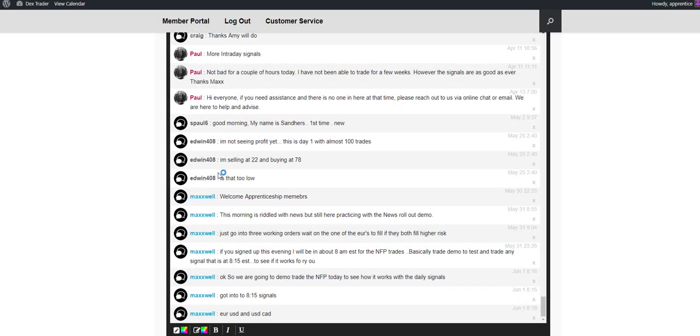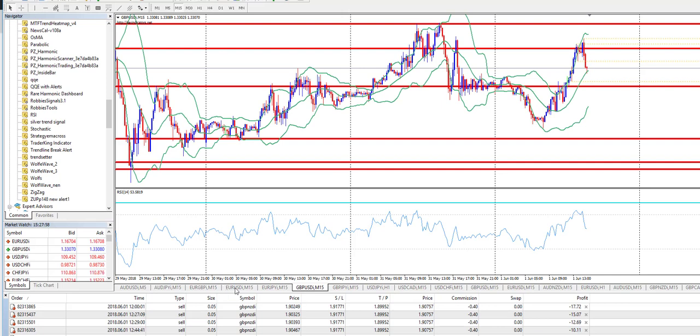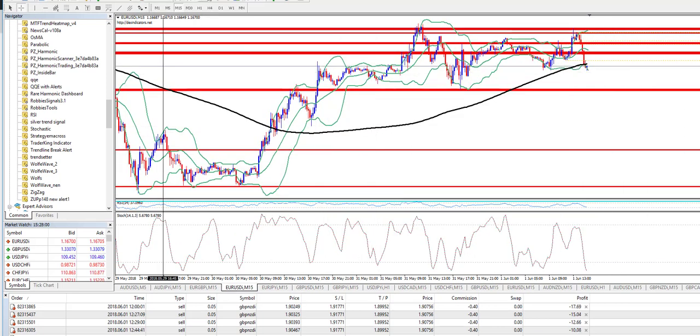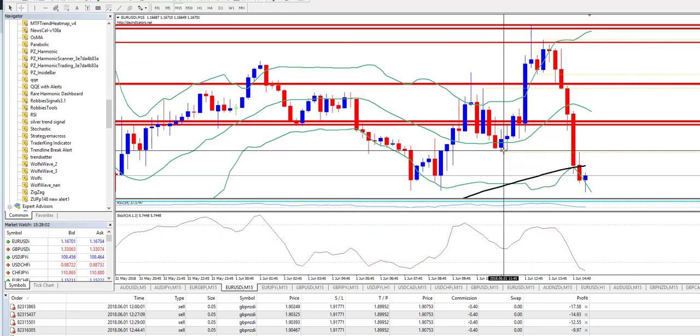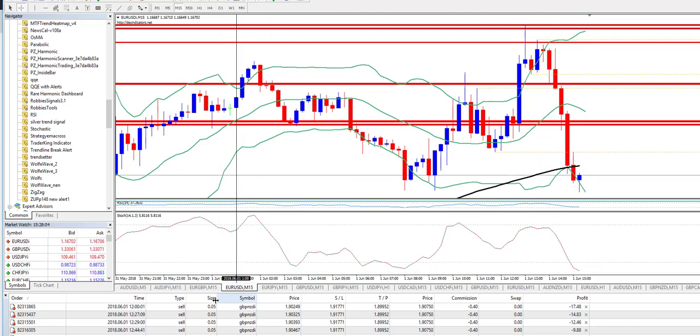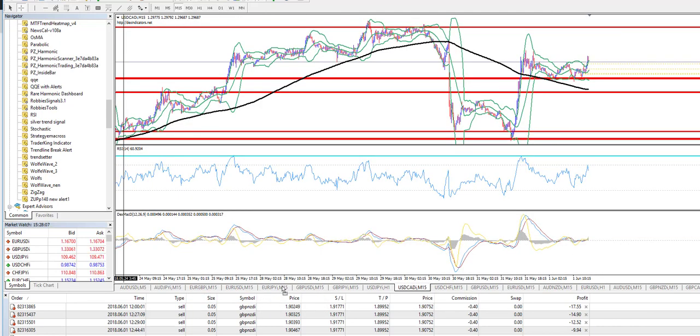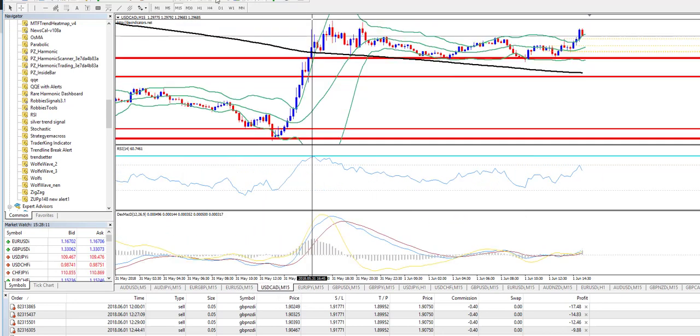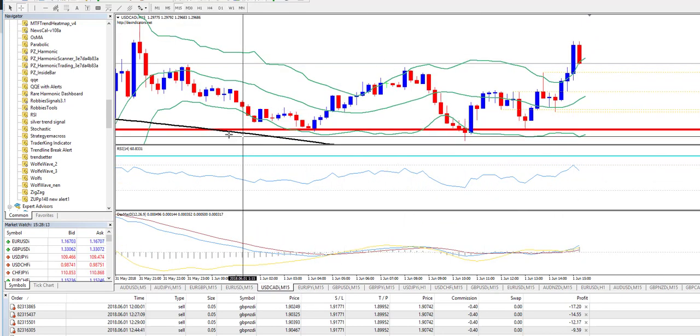All right, so we're back on, and we are ready to go. It's about 3 minutes to the NFP. And what I'm going to do is pull up a chart for the Euro USD, and I'll kind of show you what the market looks like in fluctuation. I'll also pull the USD CAD over real close so we can kind of go back and forth between the two.